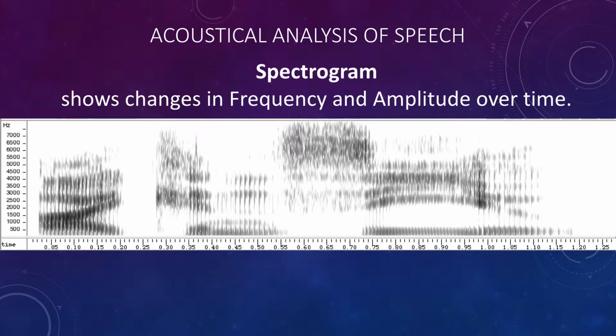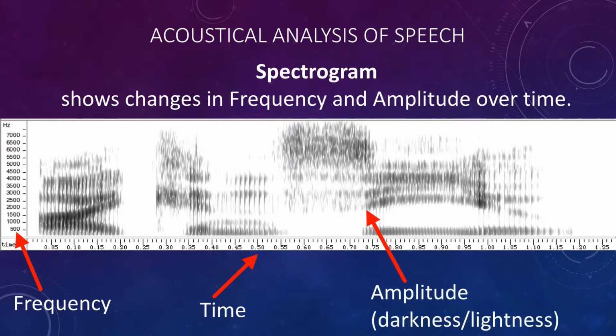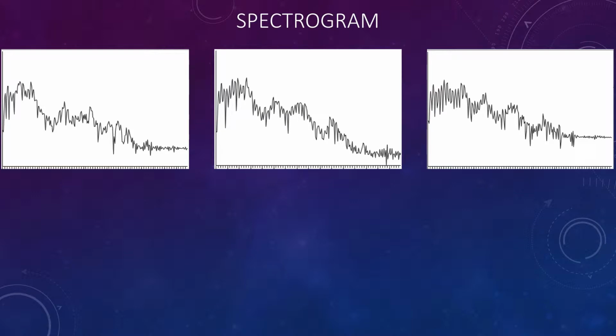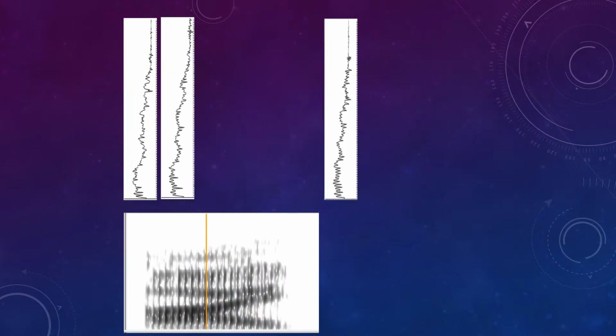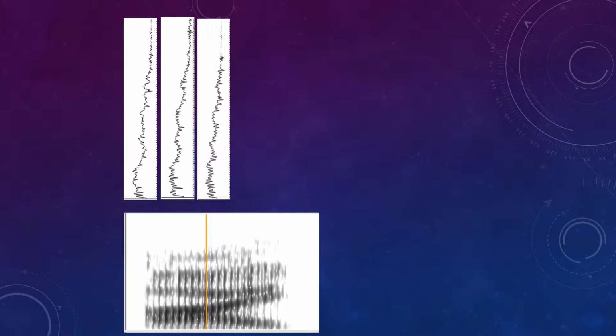The output of the spectrograph is a spectrogram. It allows us to see three kinds of information at once. Frequency is shown on the y-axis, time on the x-axis, and amplitude is shown by the lightness or darkness of the pattern on the spectrogram. You can think of a spectrogram as a series of FFTs taken sequentially, then rotated so that frequency is up and down, and the sequence of FFTs ordered from left to right.